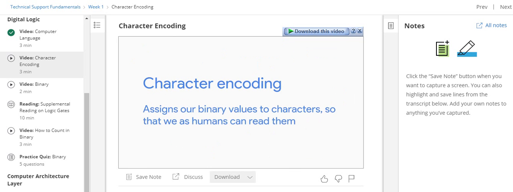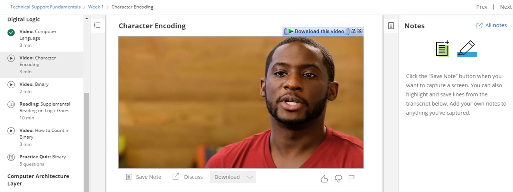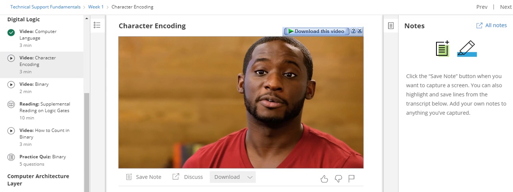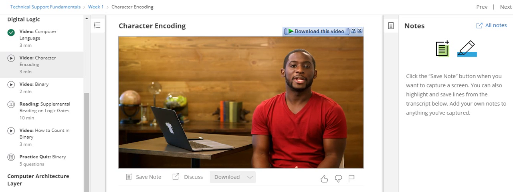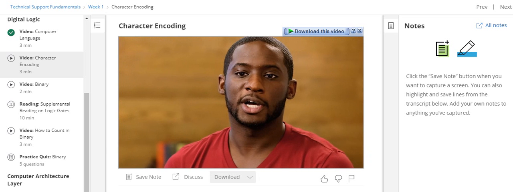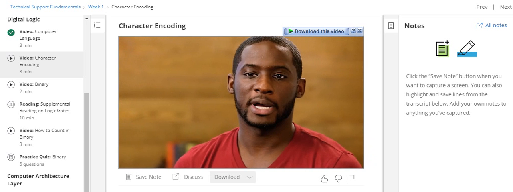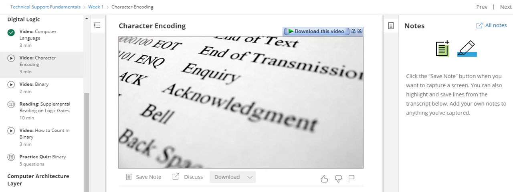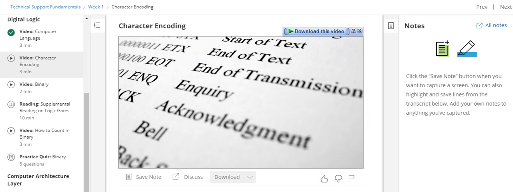Character encoding is used to assign our binary values to characters so that we as humans can read them. We definitely wouldn't want to see all the text in our emails and web pages rendered in complex sequences of zeros and ones. This is where character encodings come in handy. You can think of character encoding as a dictionary. It's a way for your computers to look up which human character should be represented by a given binary value. The oldest character encoding standard used is ASCII. It represents the English alphabet, digits, and punctuation marks.